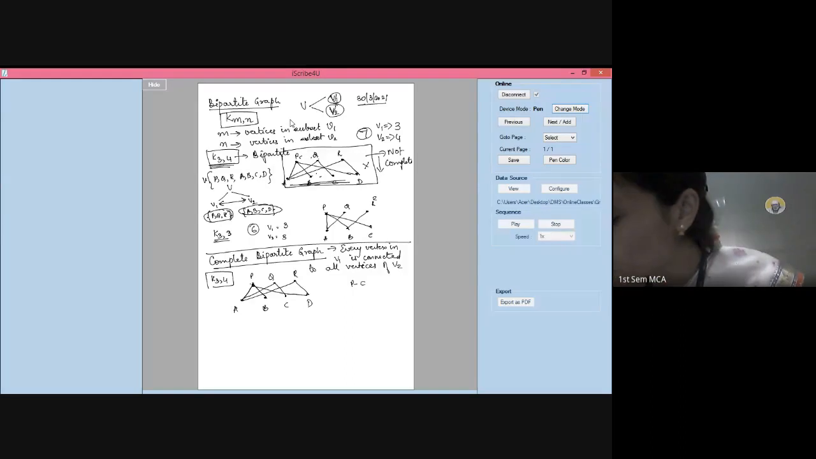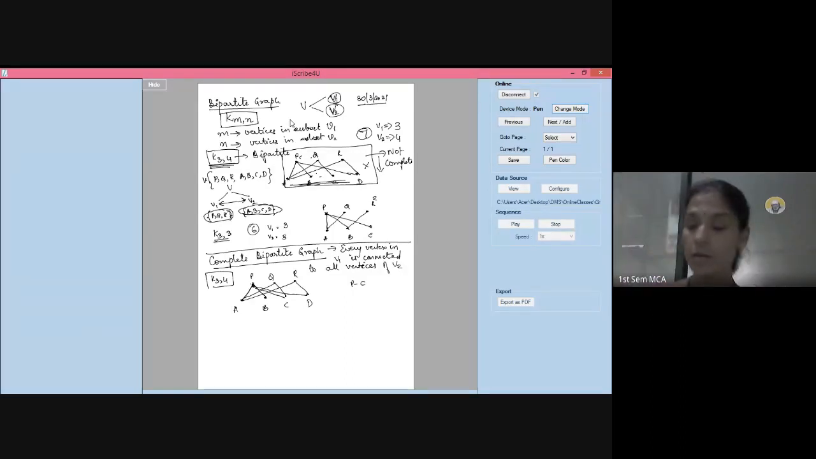So I will draw one more edge from P to C. Now I have P to A, P to B, P to C, P to D. Similarly, Q to A, Q to B is not there, so I am drawing it now. Q to C we have drawn, and Q to D I will draw now. R to A, R to B, R to C, R to D. So from every vertex of V1, all the vertices of V2 should be connected. Such a graph you call a complete bipartite graph. Am I clear to you all?